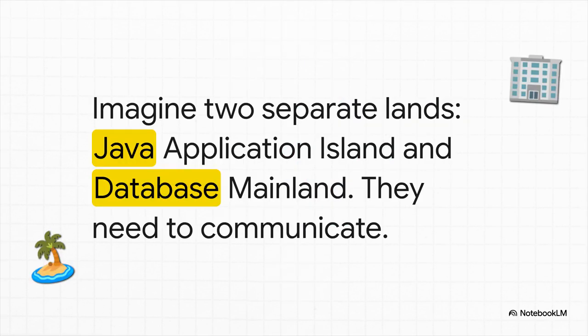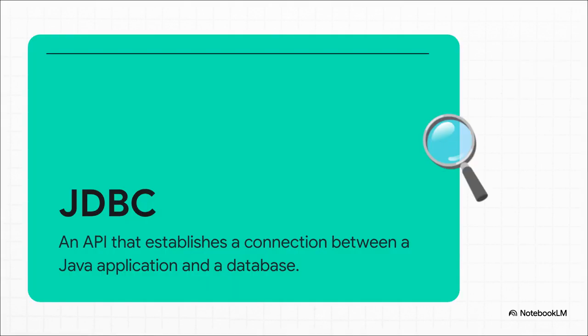Let's just imagine it this way. You've got your Java application living on its own little island. And way over there, you have the database mainland, where all the data lives. Now, if you want to get anything done, you've got to have a super reliable way to get messages and goods back and forth. What you need is a bridge. And that bridge, that is JDBC.